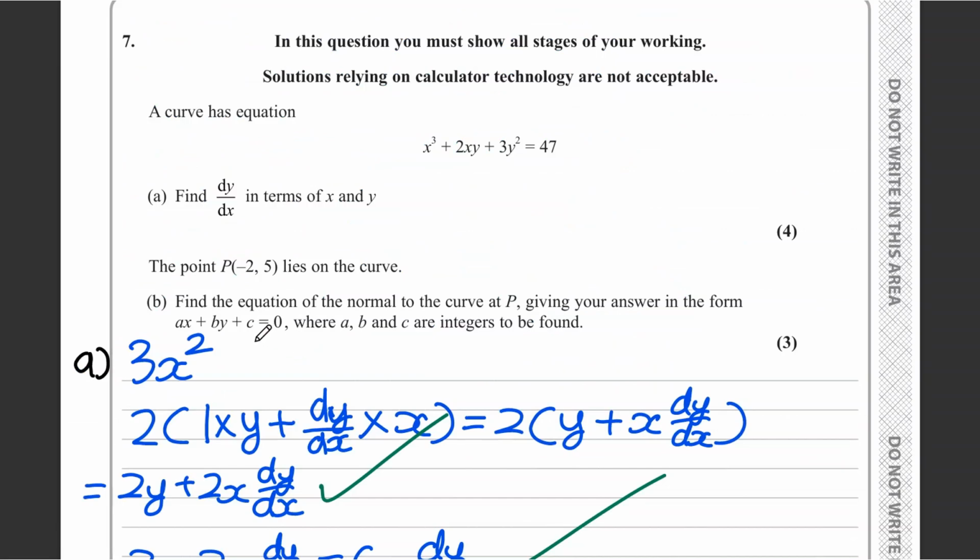Okay, and then for part B, we're told about the point P that has the coordinates minus 2, 5, and this lies on the curve. And we need to find an equation of the normal to the curve at this point P, giving our answer in the form ax plus by plus c is equal to 0, and this is for 3 marks.